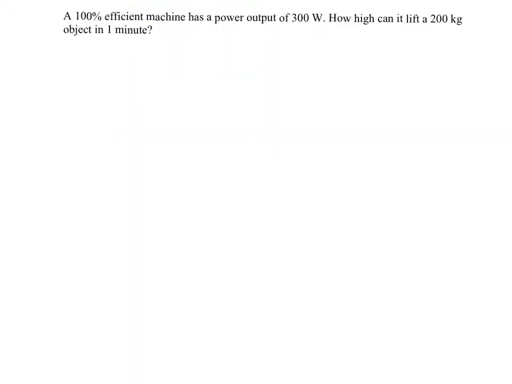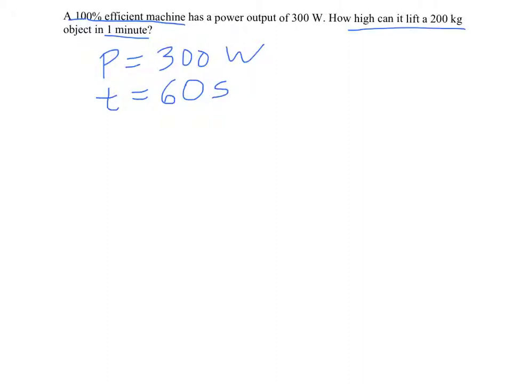All right, here's another problem. It says it's 100% efficient, which is nice because it's one less thing we have to worry about. But we have a power output of 300 watts. So power is 300 watts. We know our time is 1 minute, but again, it's usually best just to convert that to seconds right away. And we're trying to figure out how high we can lift a certain object.